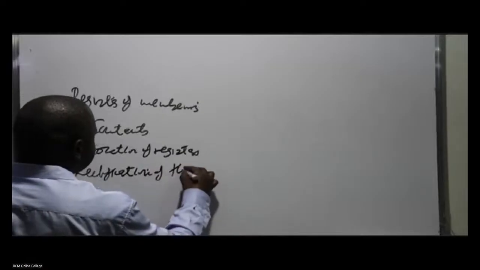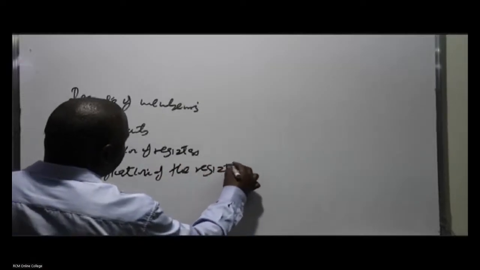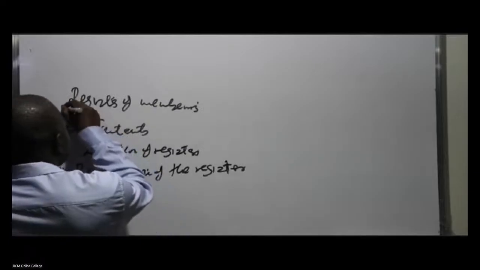Rectification of the register. So you must actually be able to know under what circumstances you can end up having to rectify. Rectify is to change. So the register of members, you've already been able to say it enlists all those who are members of what?